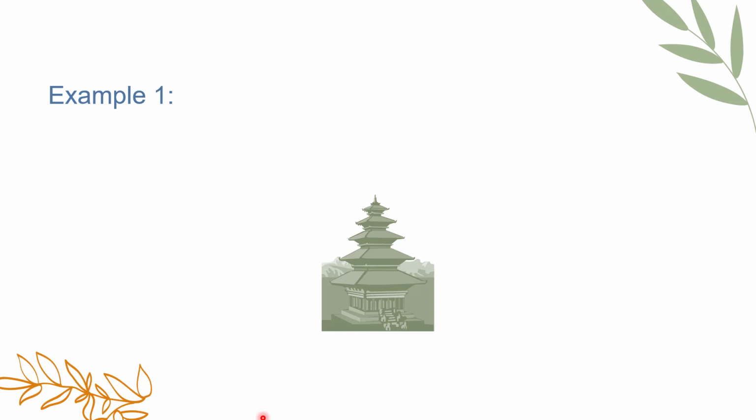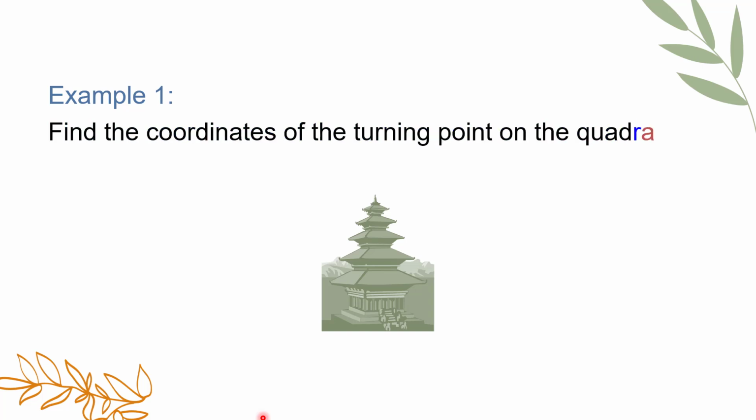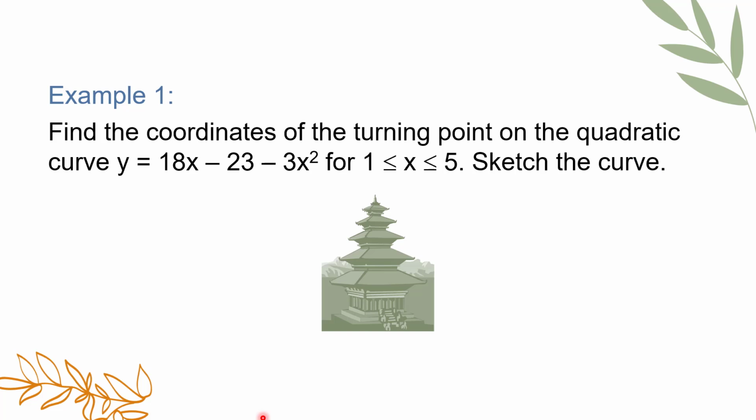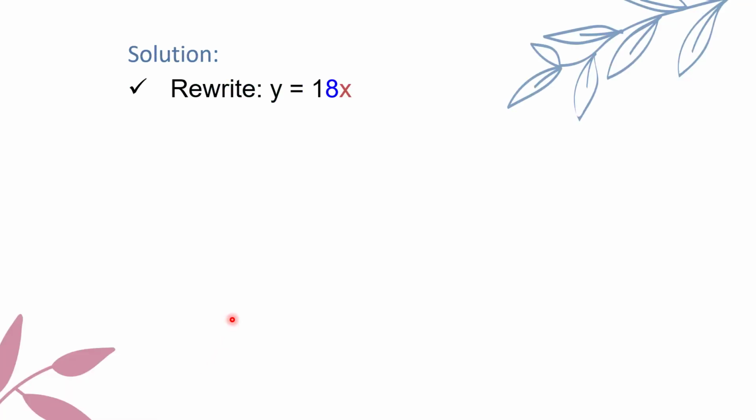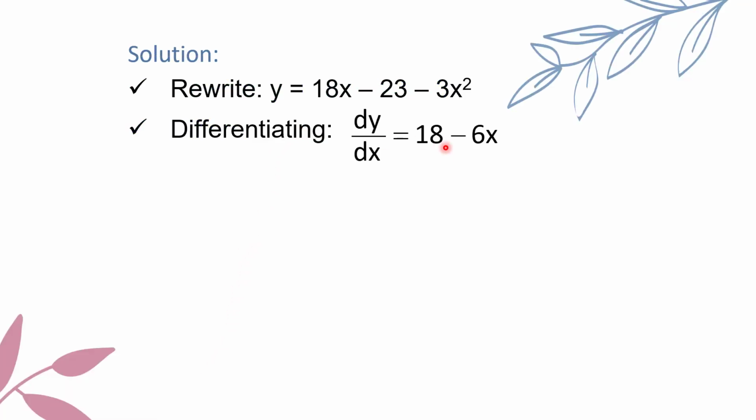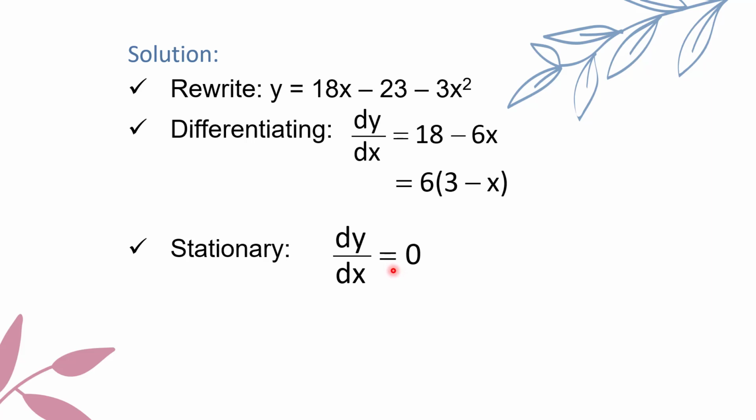Next, let's see example 1. Find the coordinates of the turning point on the quadratic curve y equals 18x minus 23 minus 3x squared, for 1 less than or equal to x less than or equal to 5, and sketch the curve. So here, dy/dx becomes 18 minus 6x. And we will find the stationary point by making dy/dx equal 0. And we have x equals 3.